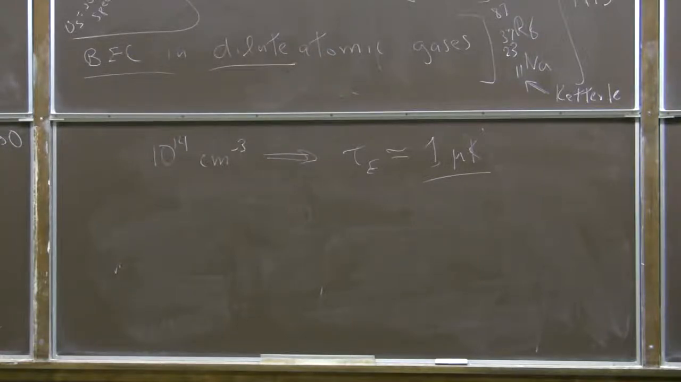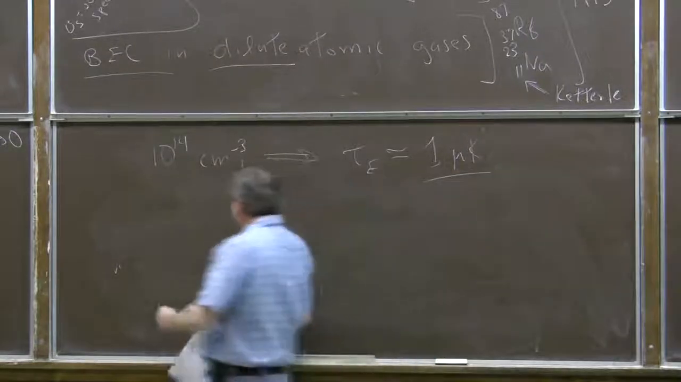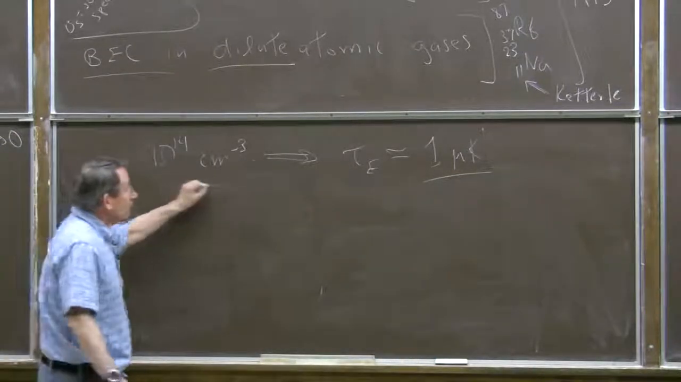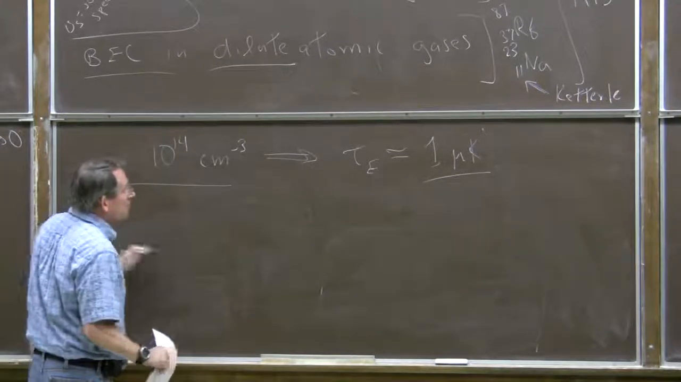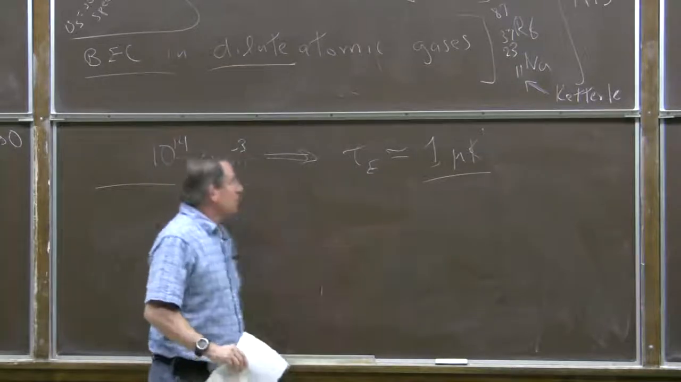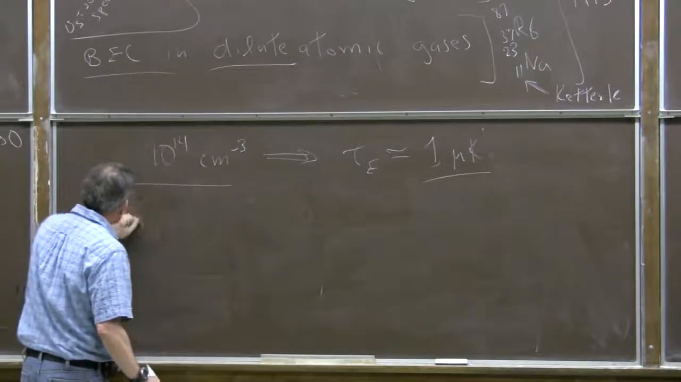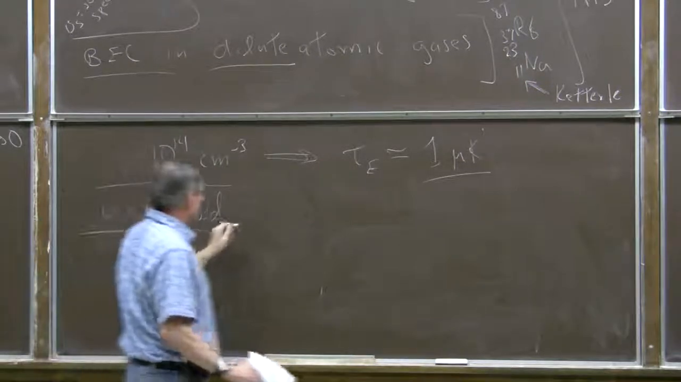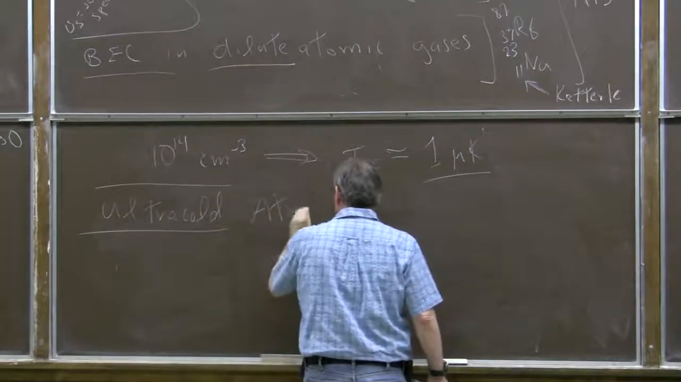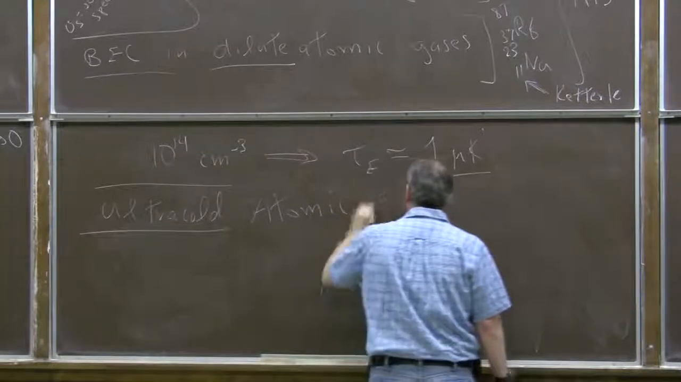So that's going to be hard, right? We have to cool to a microdegree. But it's been done, and people had to work hard for years to figure out how to do it, and they're proud of that achievement. So they call this temperature regime ultra cold. So we're talking about dilute and ultra cold atomic gases.